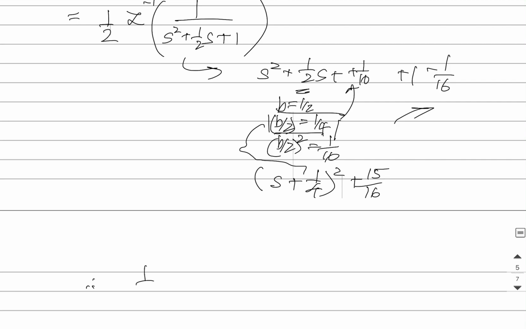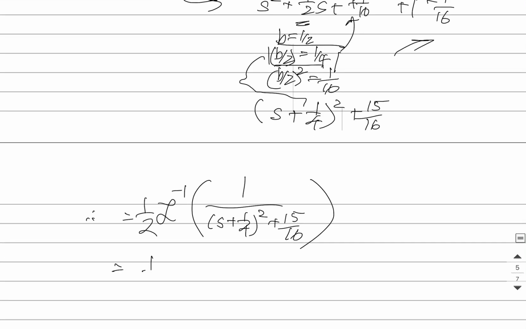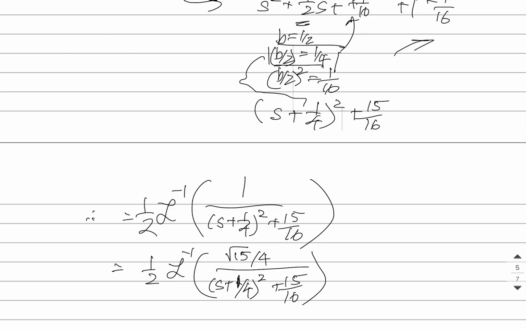So I'll have a 1/2 inverse Laplace transform of 1 over s plus 1/4 squared plus 15 over 16. And in order to be able to invert this properly, this is very, very close to the inverse transform of a sine function. But I need a root 15 over 4 up top in order to make the transform work. I can't just put a root 15 over 4 on the top. That means I have to put one on the bottom out front. So I'll get a 4 over root 15.